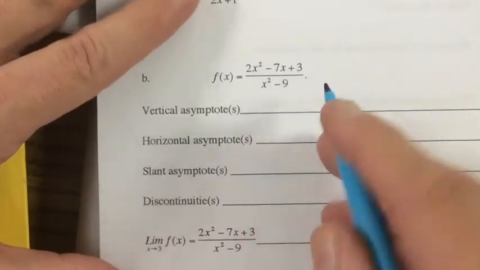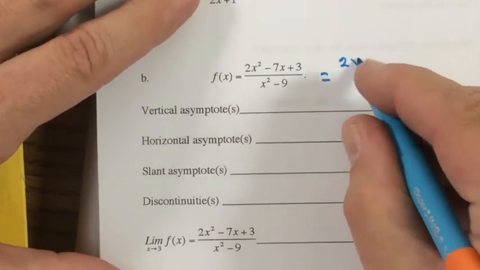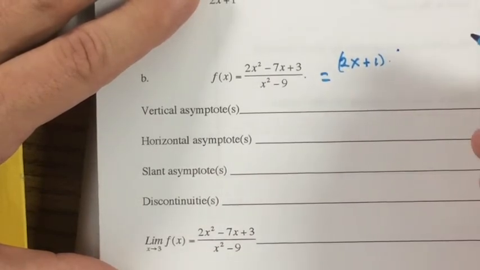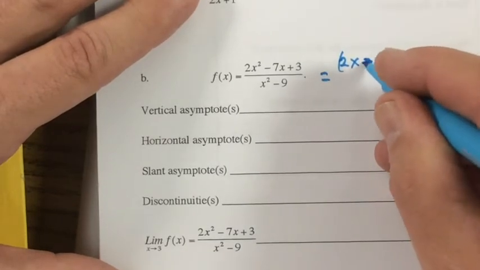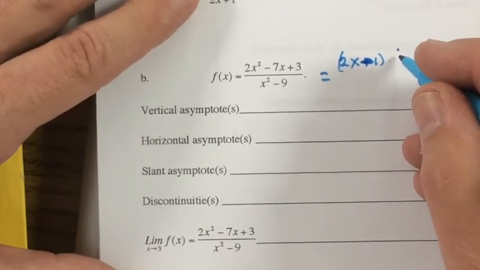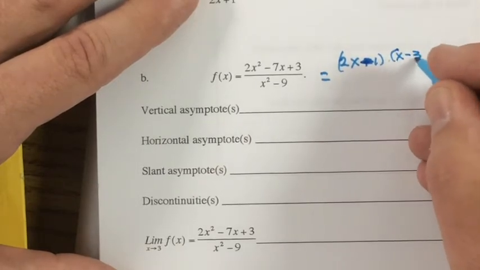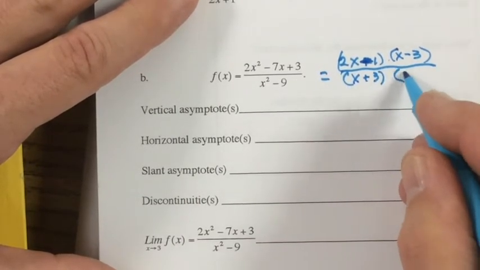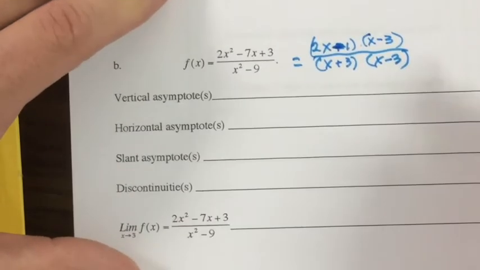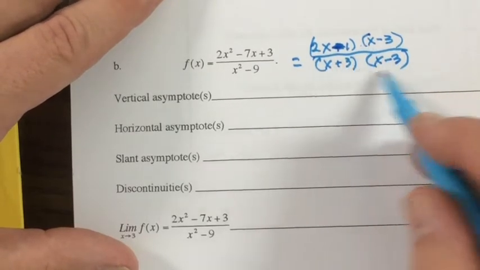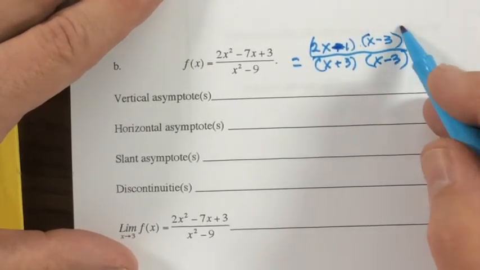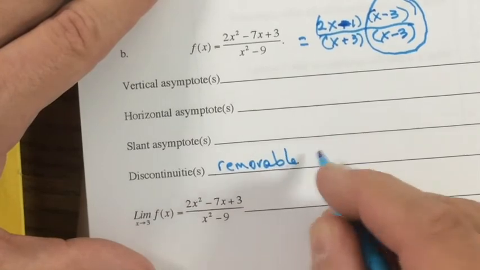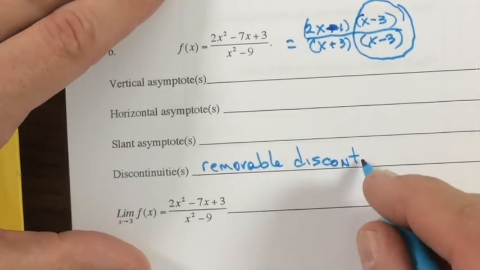Turns out this is 2x plus 1, I think. No, 2x minus 1 and x minus 3. And this down here is x plus 3 and x minus 3. Okay? So when you factor this out, this is what you get, which tells you right away that there is a removable discontinuity. That's the same thing. Removable discontinuity is a hole at x equals 3.